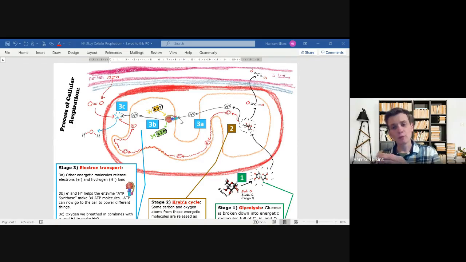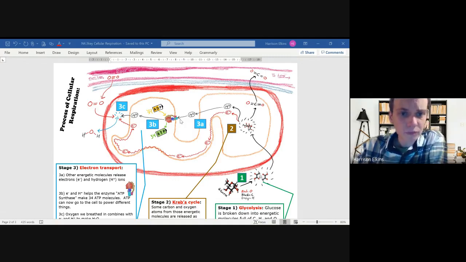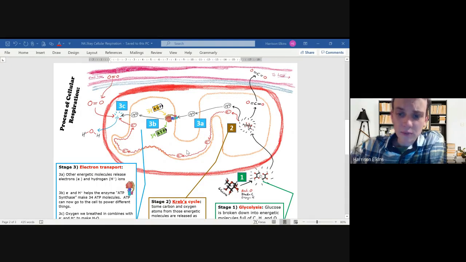If you need to pause and go back and rewind, feel free to do that. Again, anytime that I'm talking, just pause if you need more room to think about stuff. We're going to move on to the next page here. So that is how cellular respiration occurs.